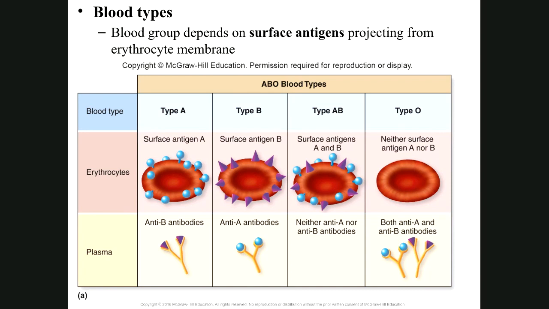In type AB blood, the surface antigens on the red blood cells are both A and B, and the plasma does not have any antibody. With type O, there are no surface, either A or B surface antigens. However, in the plasma, it has both anti-A and anti-B antibodies.